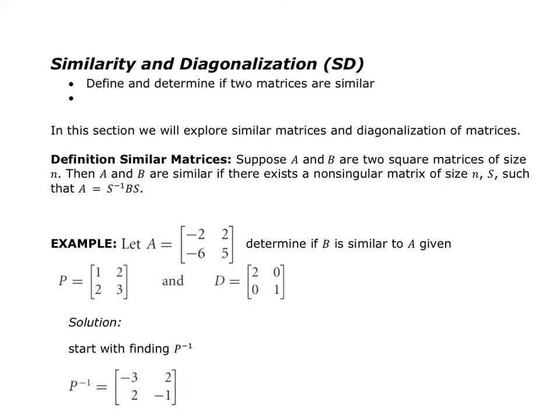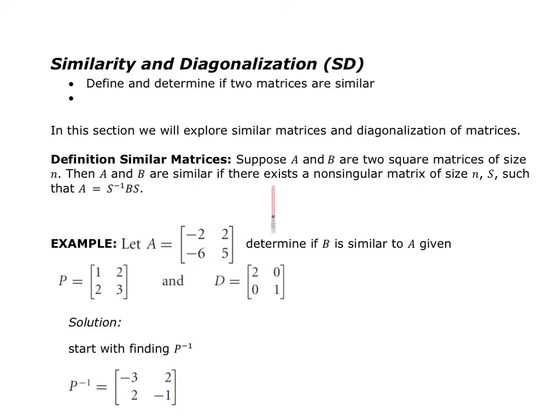In this video, we're going to look at similarity and diagonalizations of matrices. So what does it mean to be similar? Well, we've talked about row equivalent matrices. They're not equal, but they're row equivalent. Those matrices are similar.